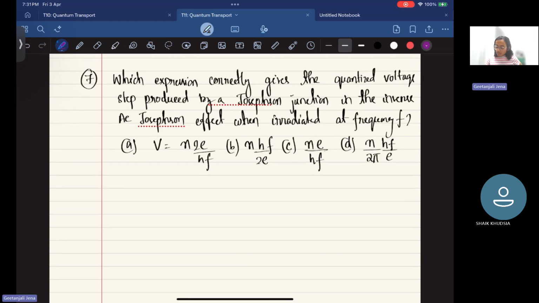Question number 7. Which expression correctly gives the quantized voltage step produced by the Josephson junction in the inverse AC Josephson effect when irradiated at frequency f? So what is the expression for the quantized voltage you are getting in the voltage standard using the inverse AC Josephson effect? It is Vn.